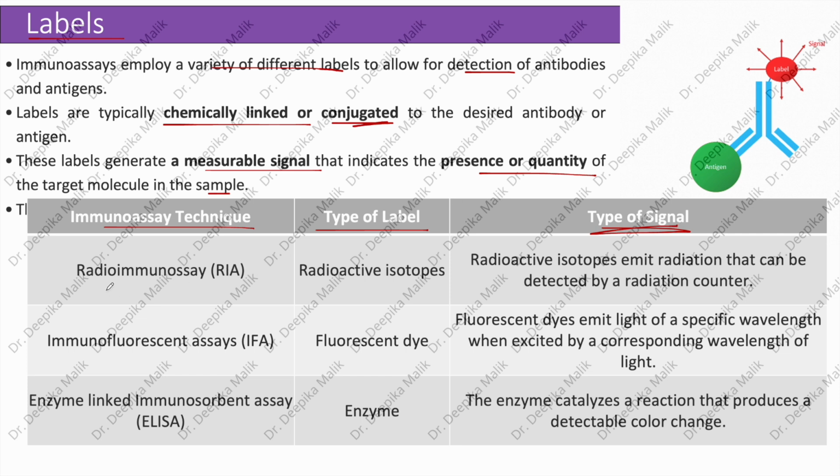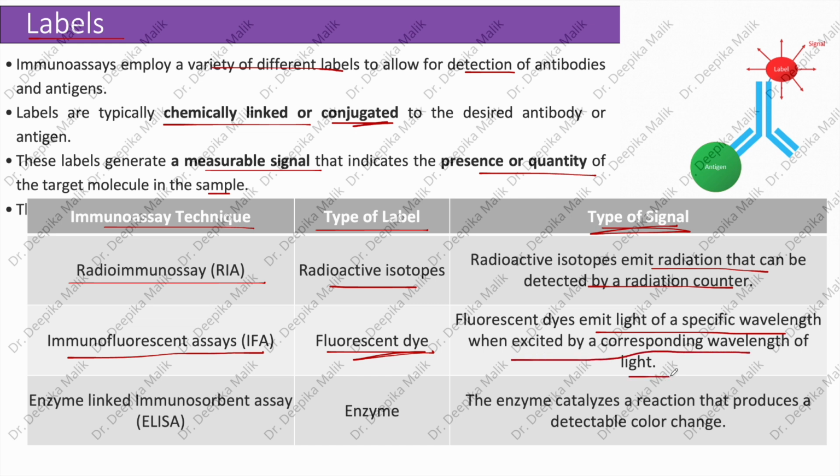First one is radioimmunoassay. The type of label used for this technique are radioactive isotopes, and these isotopes emit radiations that can be detected by a radiation counter. Immunofluorescent assays use fluorescent dyes, and these dyes emit light of a specific wavelength when excited by a corresponding wavelength of light. ELISA, that is enzyme-linked immunosorbent assay, uses enzymes as labels, and these enzymes catalyze a reaction that produces a detectable color change. Now let us discuss these techniques one by one in detail.